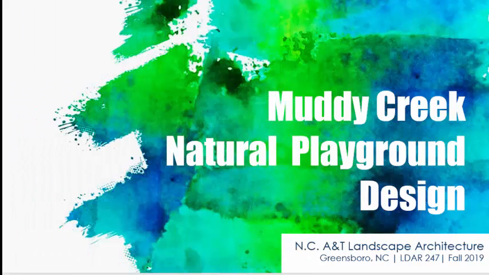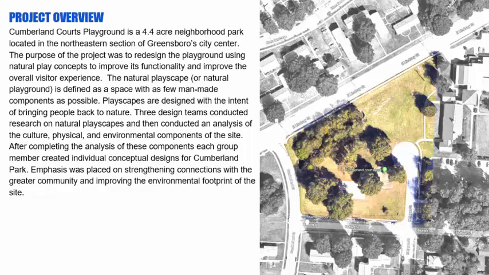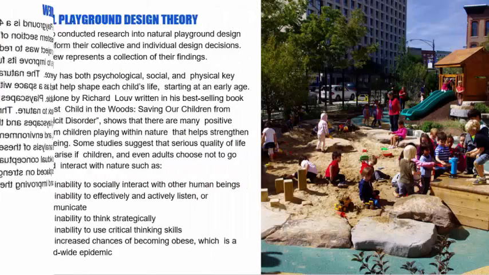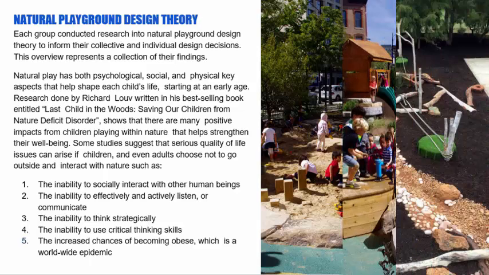Let's check it out. The project that I'm going to show y'all today is called the Muddy Creek Natural Playground. It's a 4.4 acre neighborhood park that's not too far from North Carolina A&T, also known as Cumberland Courts Playground. We were tasked with making it into a naturalistic playscape, which is just really good for kids in a bunch of different ways. It facilitates their minds and empathy and problem-solving skills and critical thinking and things like that.